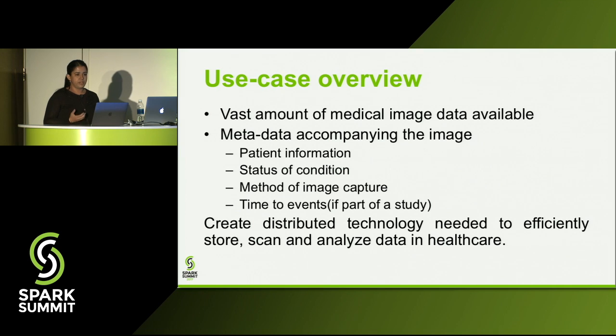information, for example, your name, age, date of birth, your health stats, your blood sugar level, your cholesterol levels, and more detailed numbers. The status of the condition, whether you have a tumor or not, whether you have a broken bone or not, whether you have some abnormality or not. The method of image capture, maybe it was captured by a Siemens device or a GE device, or maybe it was a person who captured it, or it was automated, so a robot captured the image for you, and various other parameters that I'll talk about.